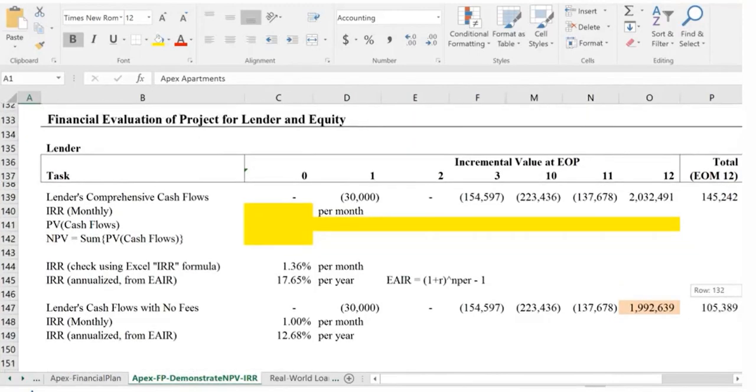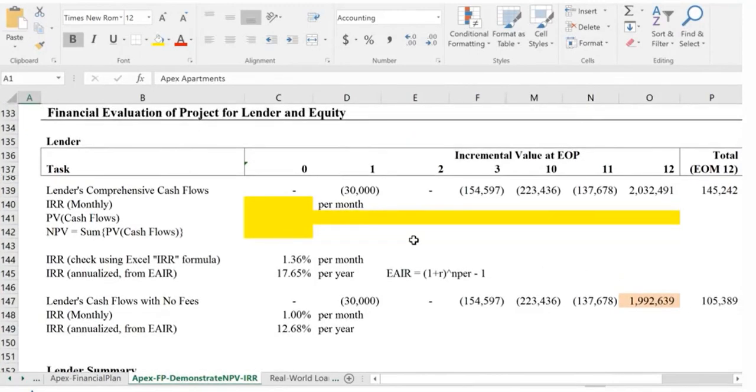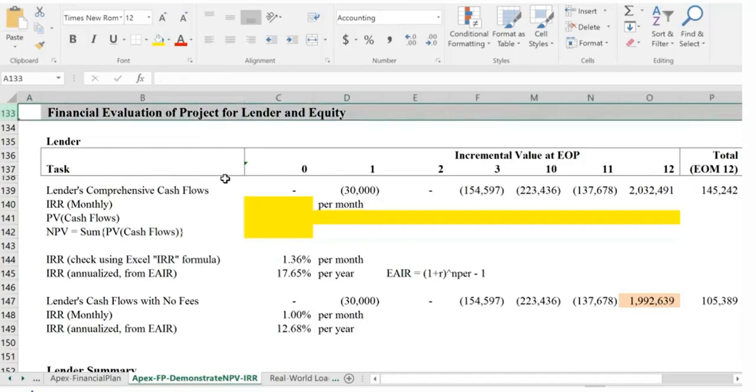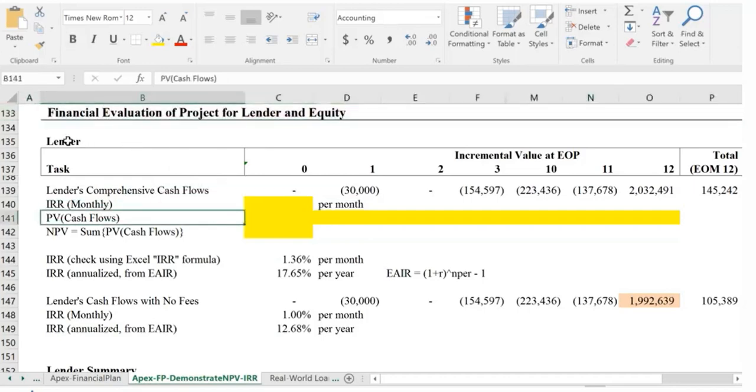Okay, so you can work your way down in this spreadsheet to around row 133, the financial evaluation of project for lender and equity. And I'm going to start with the lender. What I've got here are the lender's comprehensive cash flows for the whole project as discussed previously, and now I want to get the IRR. So I'm going to do the same thing we always do in Excel to get the IRR.